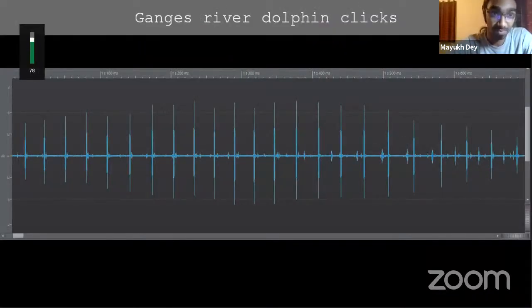I'm not sure if you can hear. So that is what a river dolphin click sounds like.